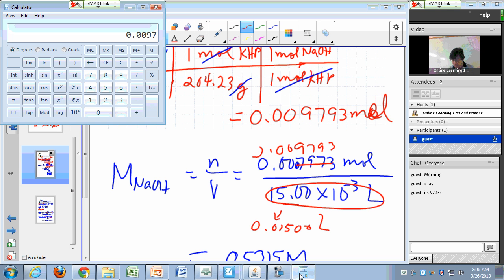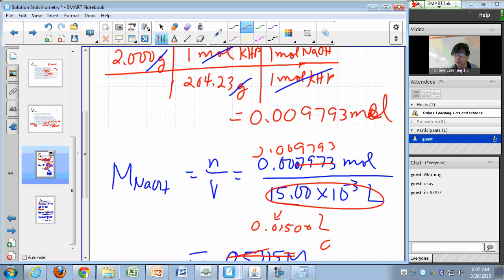So 0.009793 divided by 0.015 gives me 0.6528. 0.009793 divided by 0.015 is 0.6528. Okay, so I got this one wrong. 0.6528 moles per liter.